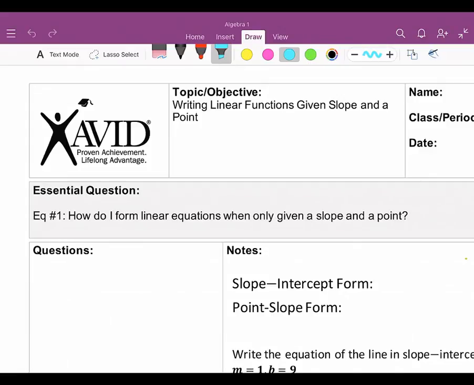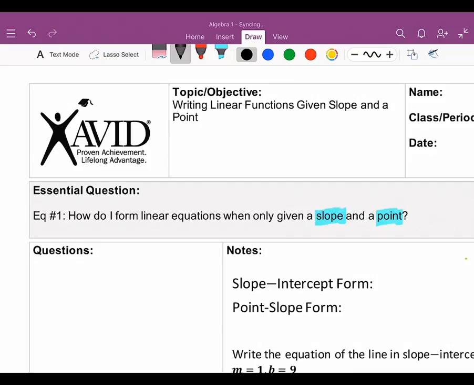Hello guys, today we're going to talk about writing linear equations given slope and a point. So our essential question: how do I form linear equations when given only a slope and a point? And if you remember, a slope is your rise over run. It tells how the graph is changing y over changing x, and so on.